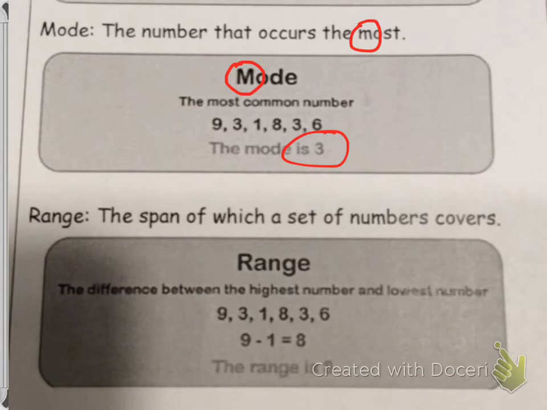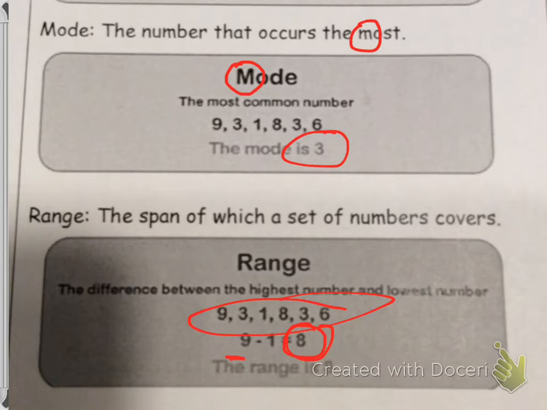Okay, well, the range is the difference between the highest number and the lowest number. So you're going to look at your list of numbers and find your highest number. In that list, the highest number is 9. And what's the lowest number? 1. So we're going to do 9 minus 1, which gives me 8. So the range or the span of my numbers is 8, because there's 8 numbers in between.